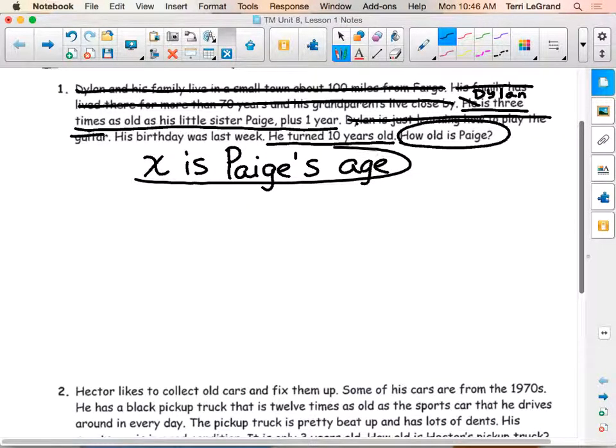Let's just say, you know what? That's what our problem is asking us for. Well then, let's write a word sentence that we can then replace with an algebraic sentence, an algebraic equation. So it says, Dylan is 3 times as old as his little sister Paige plus 1 year. Anybody know how we could write that in a word sentence and get rid of any extra words we really don't need?